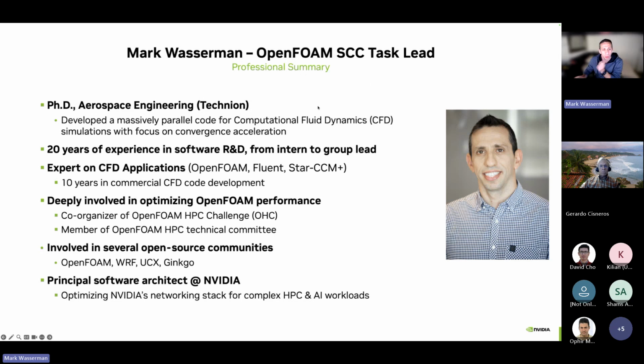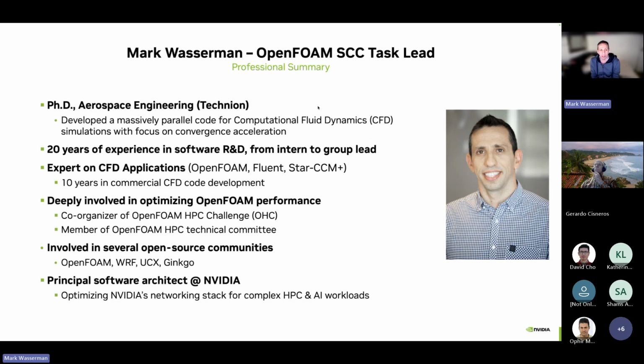I'm also a member of the OpenFOAM HPC technical committee, which is a committee also of volunteers from various industries and companies that is dedicated to accelerating OpenFOAM in terms of suitability for heterogeneous hardware and high-performance computing. But I'm also involved in other open source communities such as WRF, Ginkgo, and others. So I would definitely say that I have a deep passion for open source work and enjoy very much being involved in open source communities.